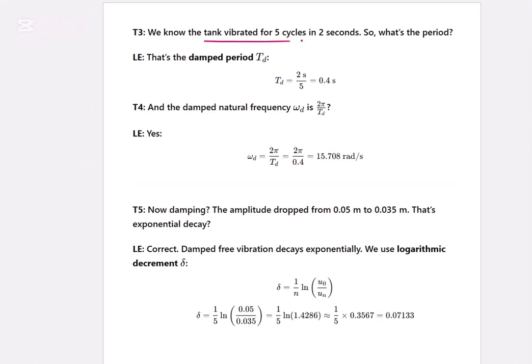We know that the tank vibrated 5 cycles in 2 seconds. So what's the period? The damped period is 0.4 seconds. Undamped natural frequency is 15.708.